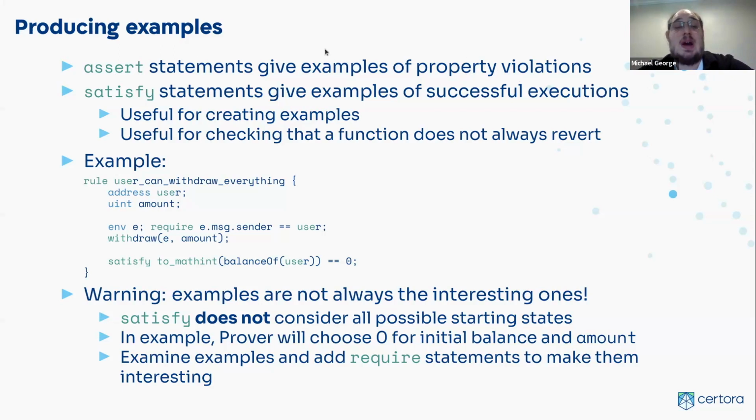interesting cases, or just to give a demonstrative example because you're trying to show somebody what happens when they call a certain method. So an assert statement isn't going to help you with that, and that's what the satisfy statement is for. Instead of giving you an example of where something goes wrong, a satisfy statement gives you an example of where something goes right. So you can write a rule, and instead of putting assert, you just write satisfy. And then the prover will try to give you an example where this satisfy statement evaluates to true.